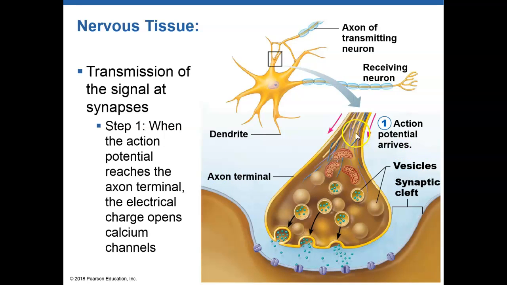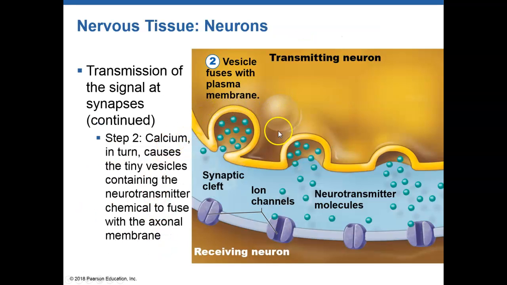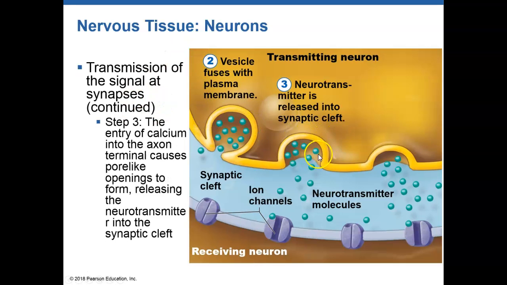The first step at the synaptic cleft is, once that action potential hits the axon terminal, calcium channels are going to open. The calcium channels opening allows the vesicles to fuse with the plasma membrane at the axon terminal, and this is going to allow them to release their chemicals via exocytosis. And here you see that release of the neurotransmitter via exocytosis.